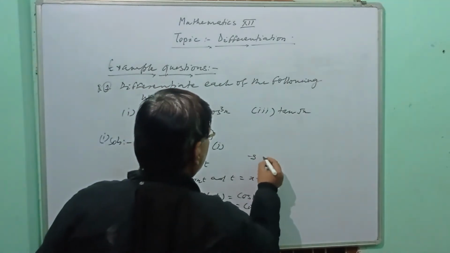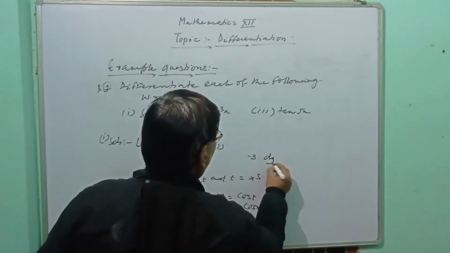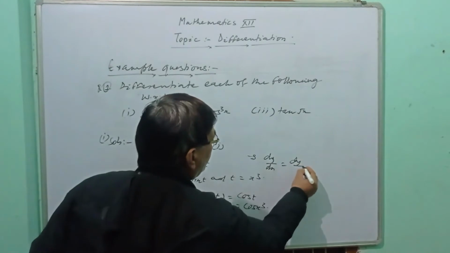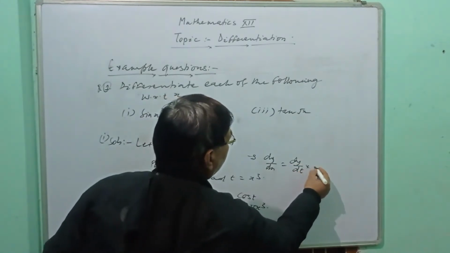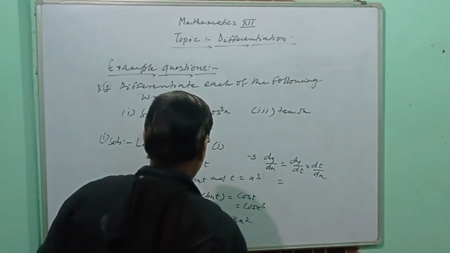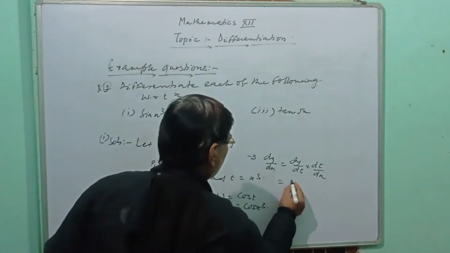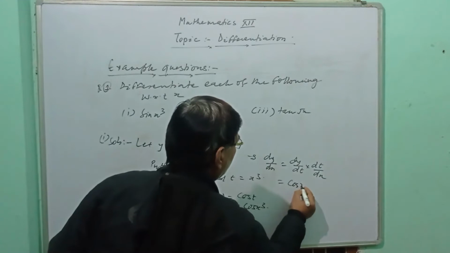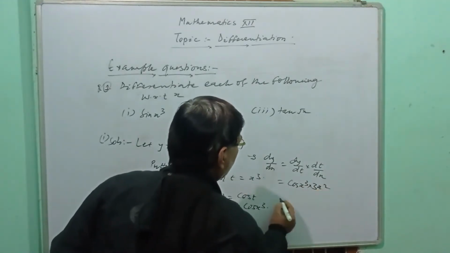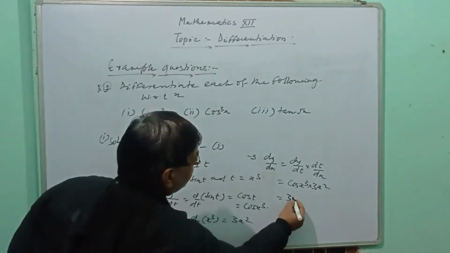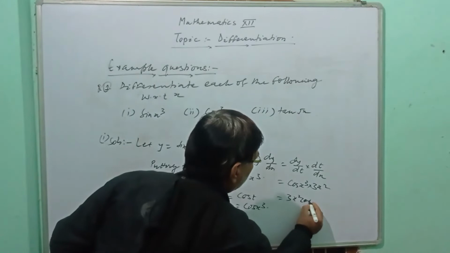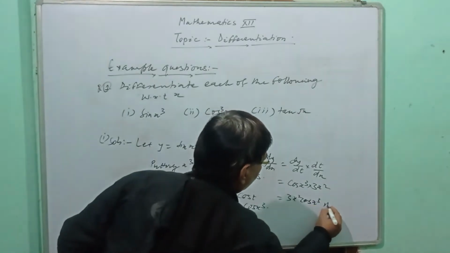This implies dy by dx is equal to dy by dt into dt by dx, which is equal to cos x cube into 3x square, which is equal to 3x square cos x cube.